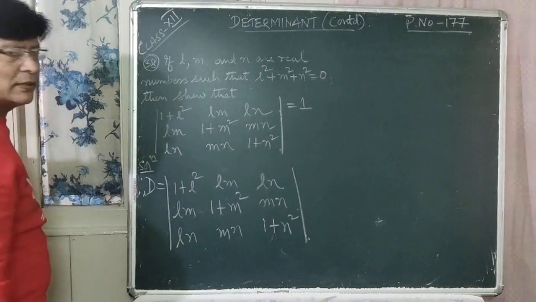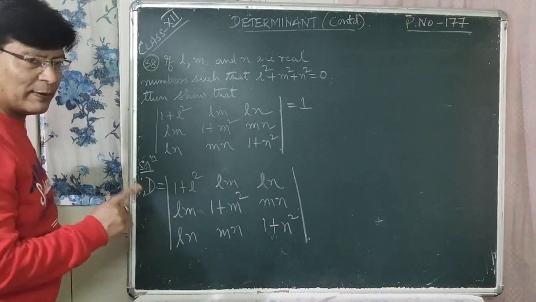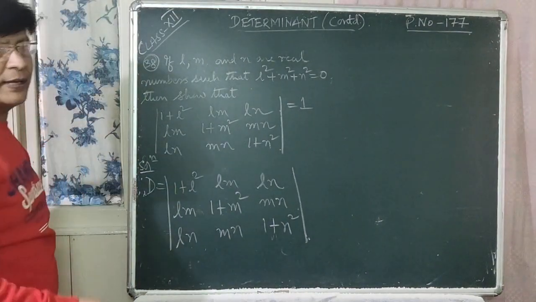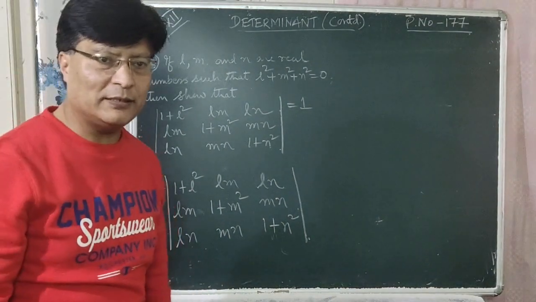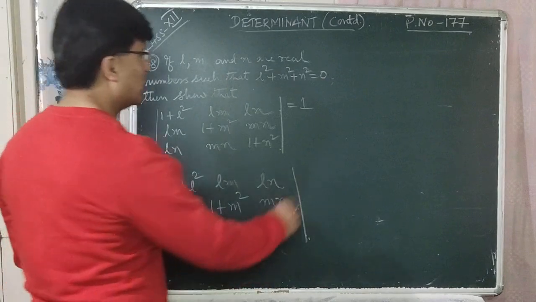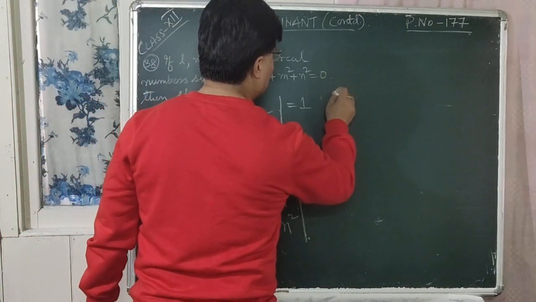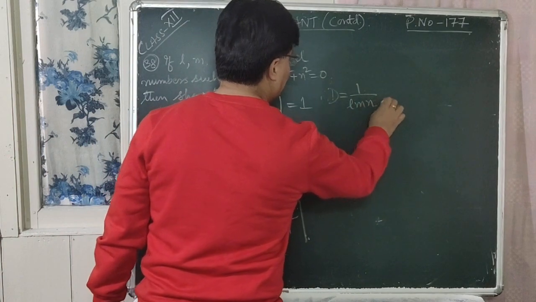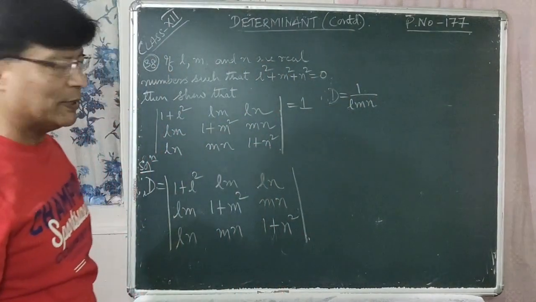So this third row will be multiplied by N. So you have to cancel it. Again, you should write 1 by N before the determinant sign. Okay. So therefore this determinant D now becomes D is equal to 1 upon LMN.